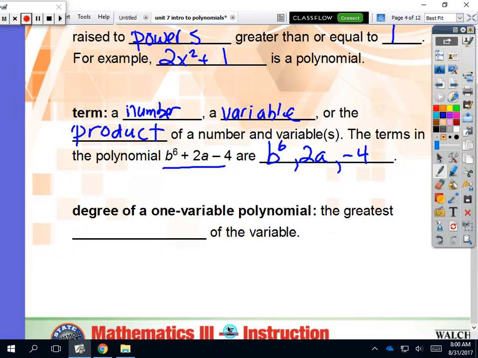The degree of a one-variable polynomial, in other words, a polynomial such as 3x squared minus 4x plus 2, there's only one variable in here, whereas there were 2 variables in the last one. We look at the greatest power in here. So what's the greatest power in this polynomial? Well, this one doesn't have a power. This one has a power of 1, and this term has a power of 2. So the greatest power in this one is 2, so this would have a degree of 2. So it's the greatest power of the variable.